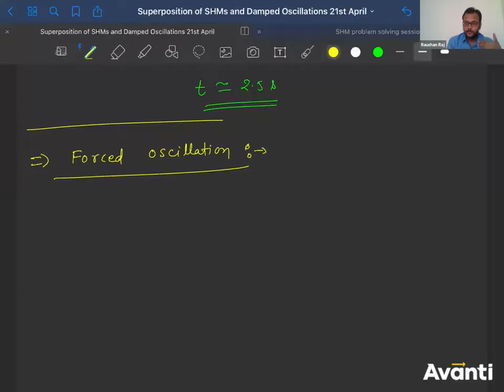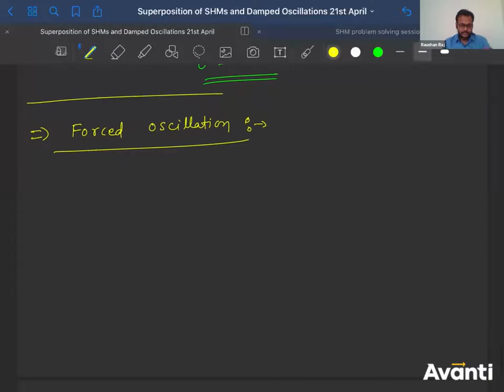Sometimes it happens that a body is vibrating at its natural frequency, and if you give a push which matches the natural frequency, the amplitude of the particle will become so large that it might break off. These are the things that happen in real life, but I'll not go into that detail. Let me give you a mathematical equation, or the important things in this forced oscillation.